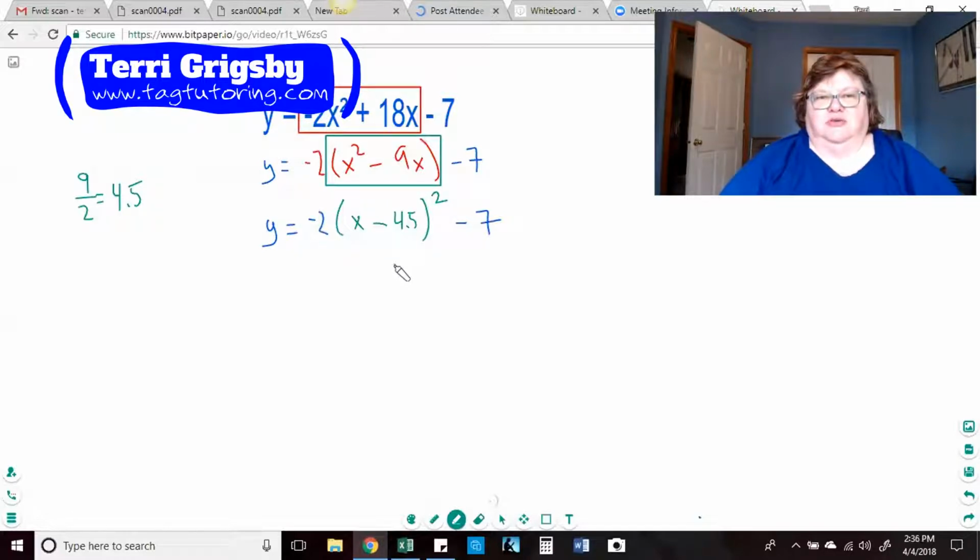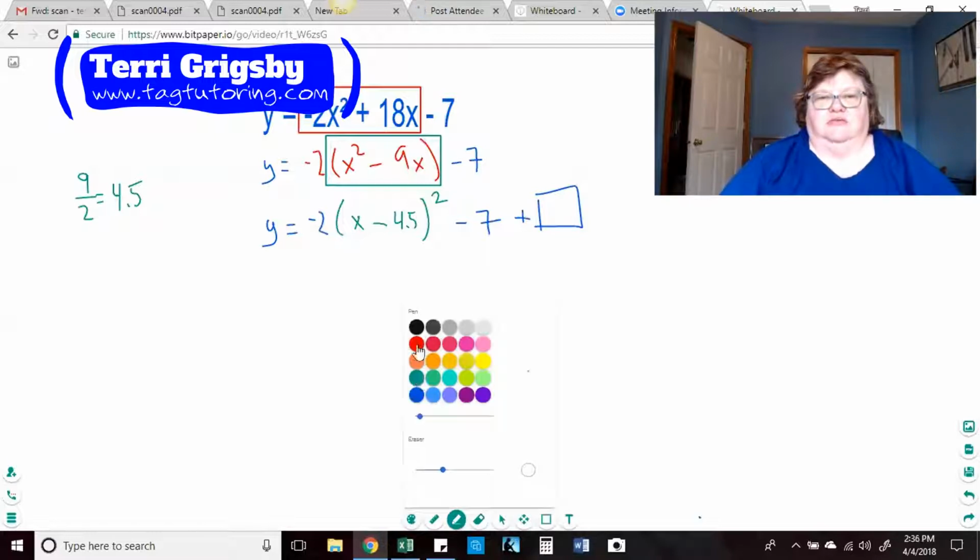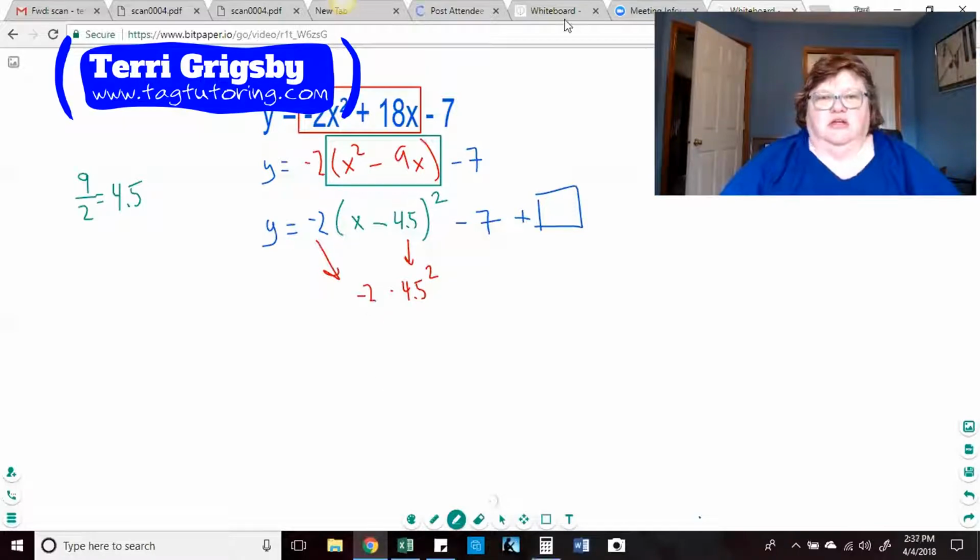Okay, so now I have to figure out what's that extra part on the end that I got because I completed the square. So, okay, I am going to have to go 4.5 squared times the negative 2 that was out here. Okay, so by the cleverness of TV and my calculator, I have figured it out. This is negative 40.5. And so I'm going to do the opposite. And that would be then a positive 40.5.